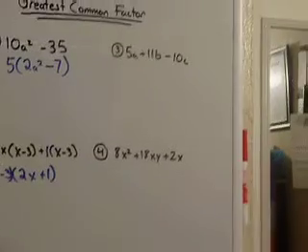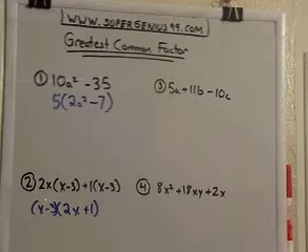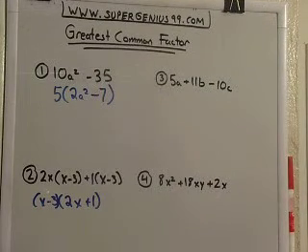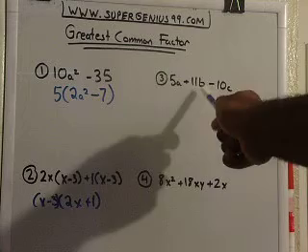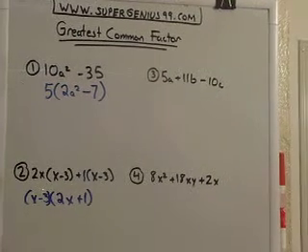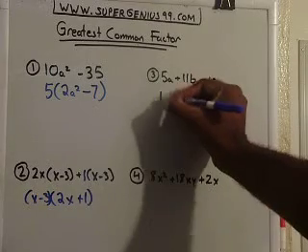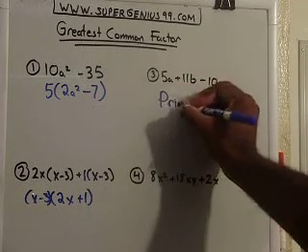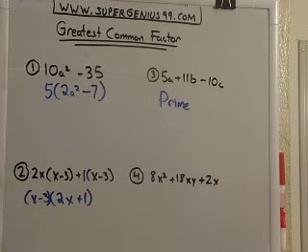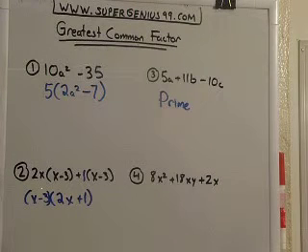Let's look at number 3. We have 5a plus 11b minus 10c. Do we have anything in common? No. If there's no common factor amongst all the terms, then we call it prime. A polynomial is prime if there are no common factors to factor out.